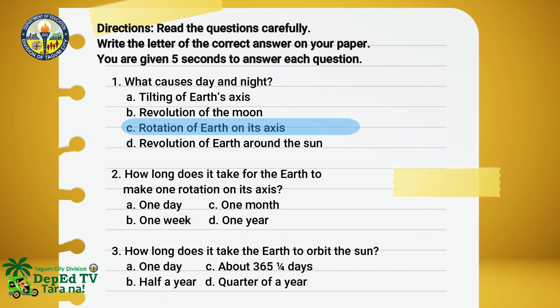Number 2. How long does it take for the Earth to make one rotation on its axis? Letter A, 1 day. Letter B, 1 week. Letter C, 1 month. Letter D, 1 year. The correct answer is letter A, 1 day.